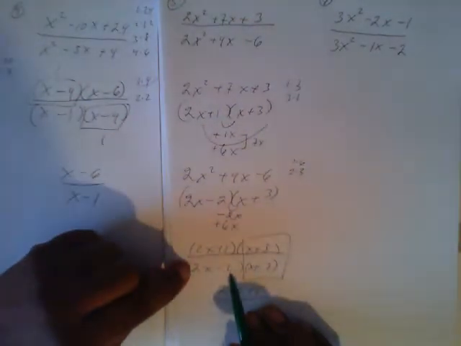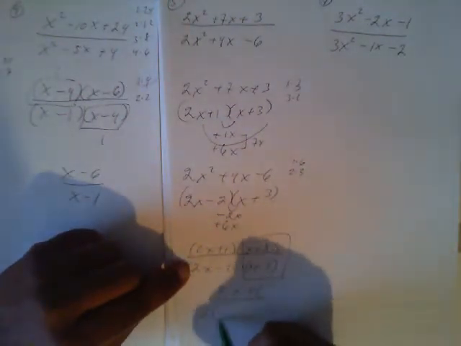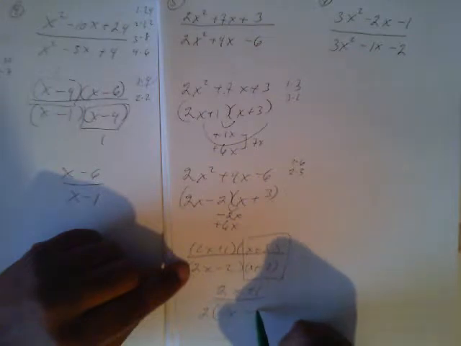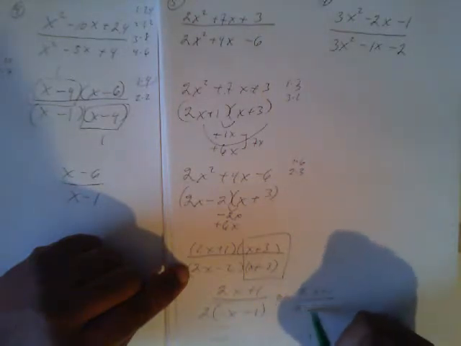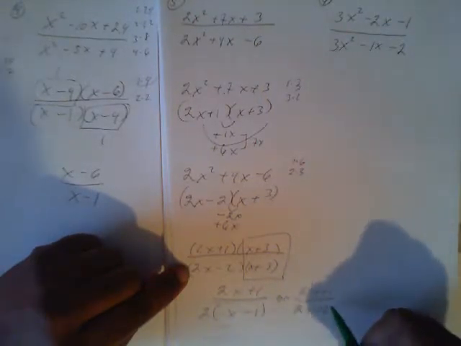And I can factor out a 2 out of both of these as the greatest common factor, so it'll be 2 times x minus 1. But you don't have to do that. You can keep it 2x plus 1 and keep the 2x minus 2 in there. So either one is good.